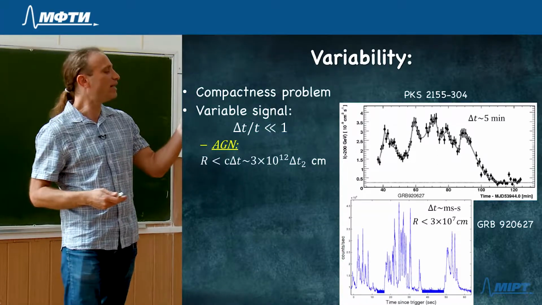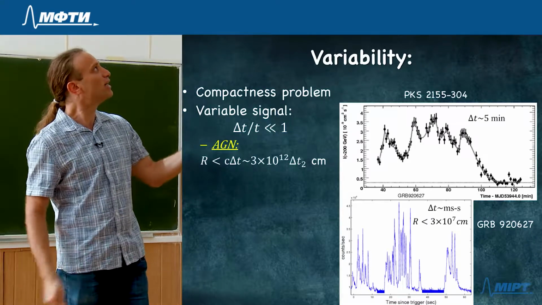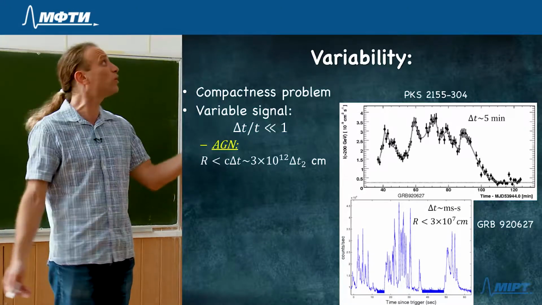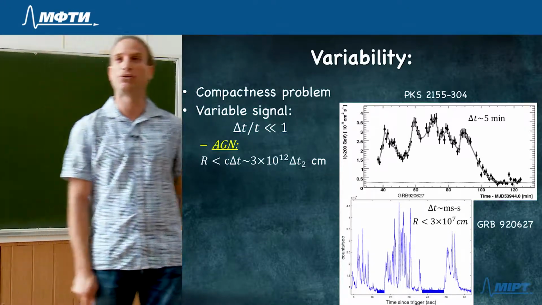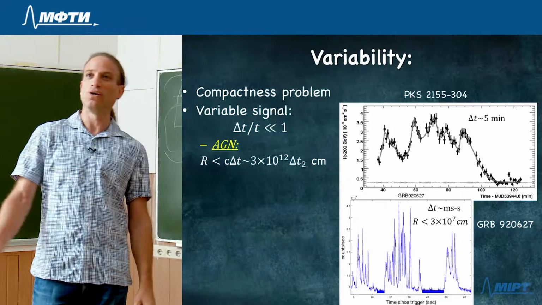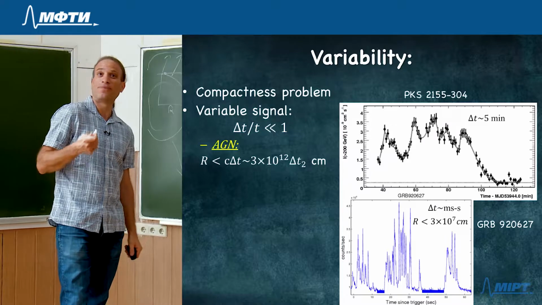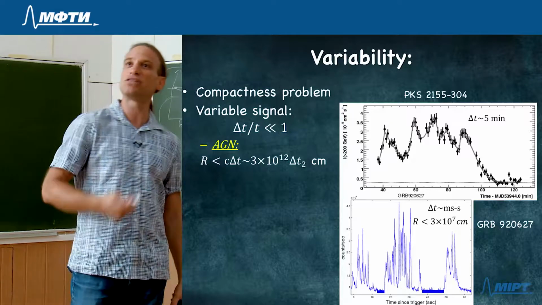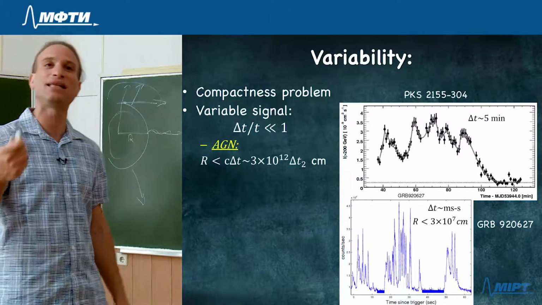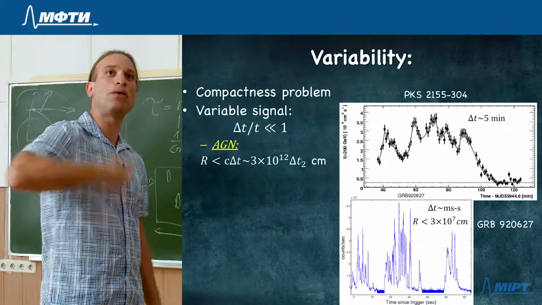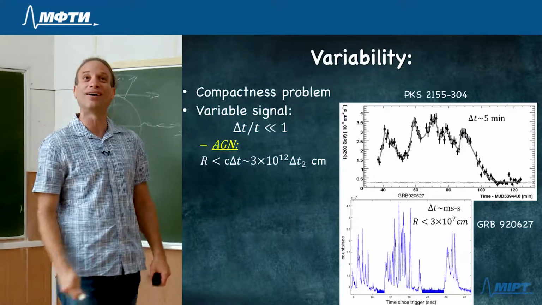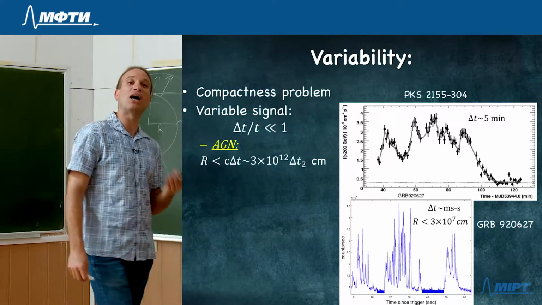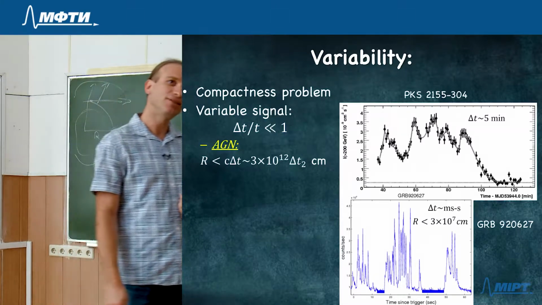The problem is that when you look at this variability time, say 5 minutes is about 300 seconds, the constraint on the size of this object is about 10 to the 13 centimeters. So what is the problem? In quasars, in galaxies, in AGNs of this type, the sizes of the black holes range from about 10 to the 8 centimeters all the way to 10 to the 10 centimeters, and the brighter they are, the larger the black holes are. So what is the size of the event horizon of a black hole with a mass of about 10 to the 9?